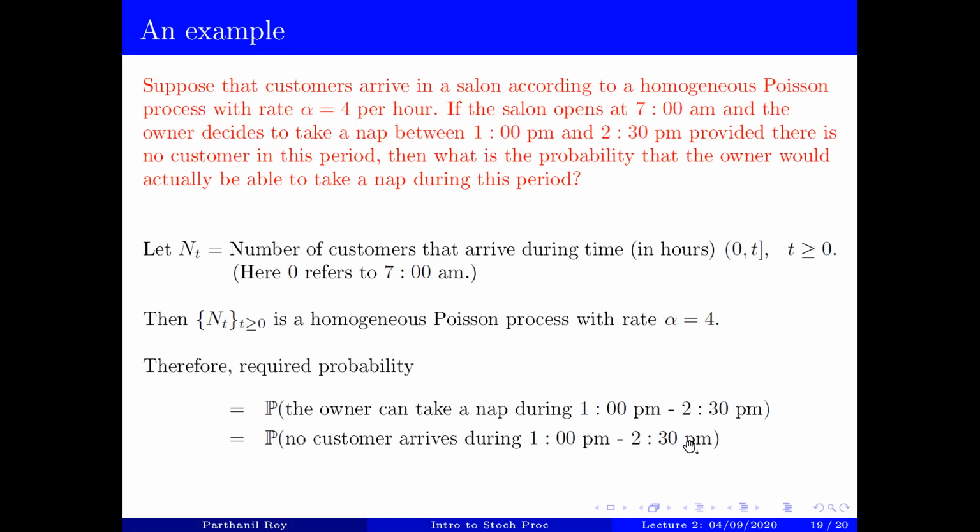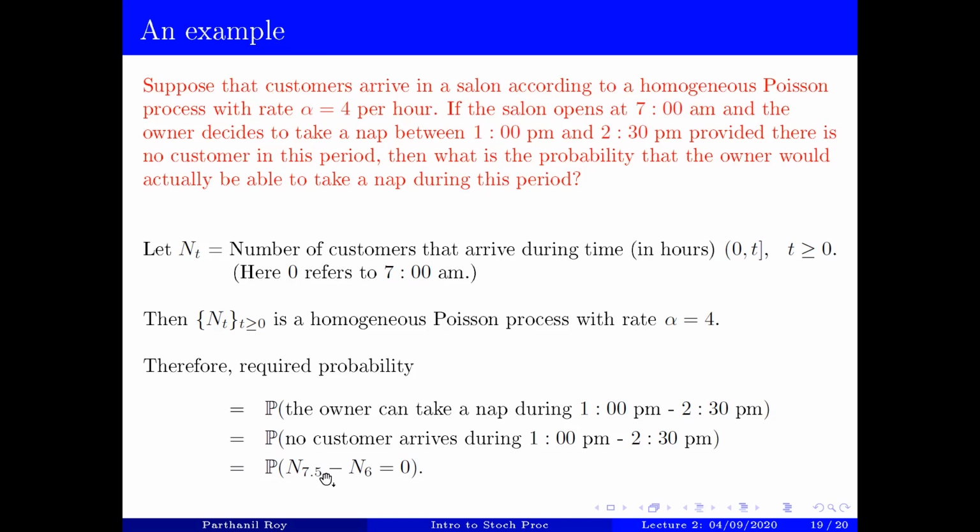to 2:30 p.m. Now in this scale, if you start with 0 as 7 a.m., what would be 1 p.m.? That's 6 hours from 7 a.m., right? So 1 p.m. is 1300 hours, so that's exactly 6 hours. So from hour number 6 to hour number 7.5, there should not be any customer. That's what we're asking. So what is the probability that the number of customers arriving in the period (6, 7.5] is 0.